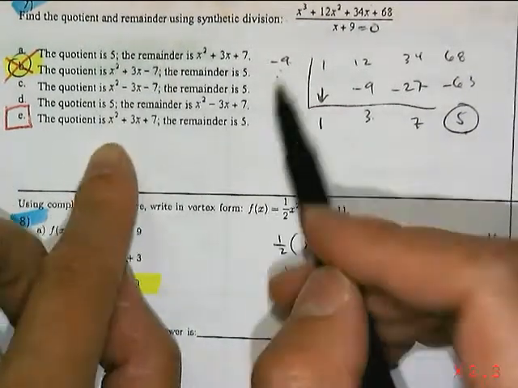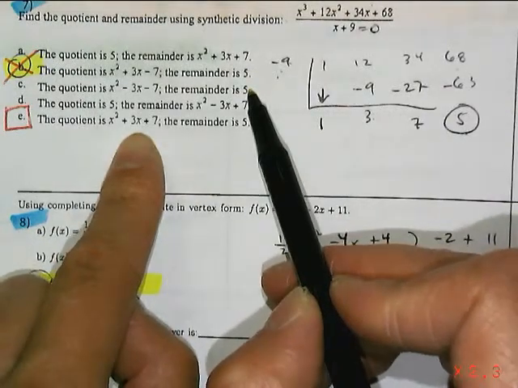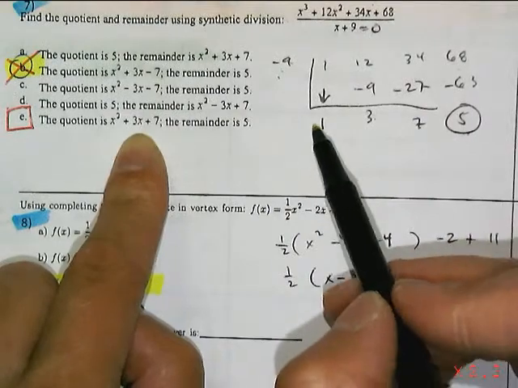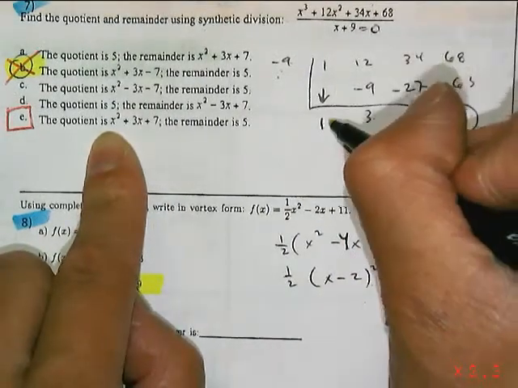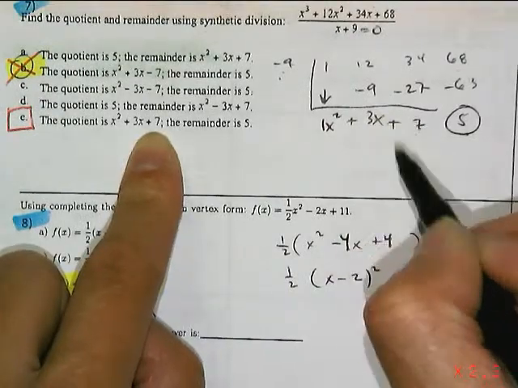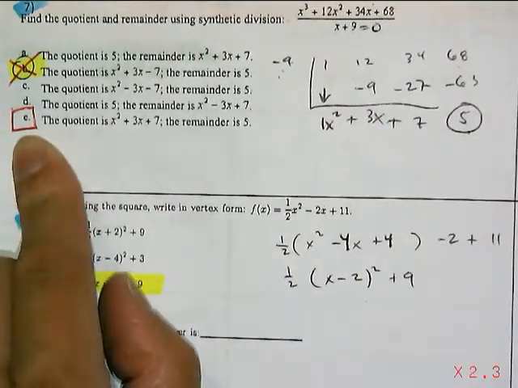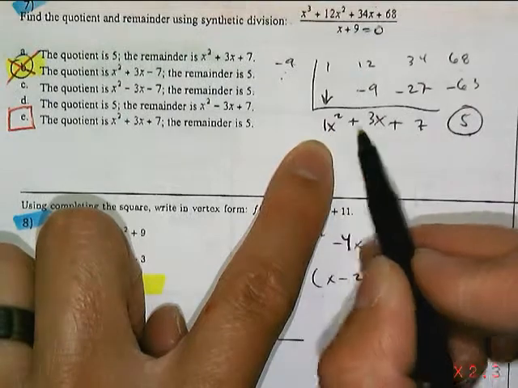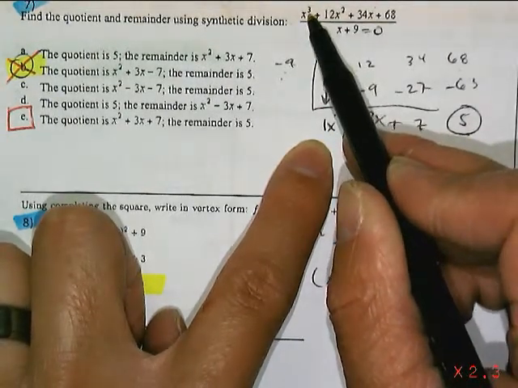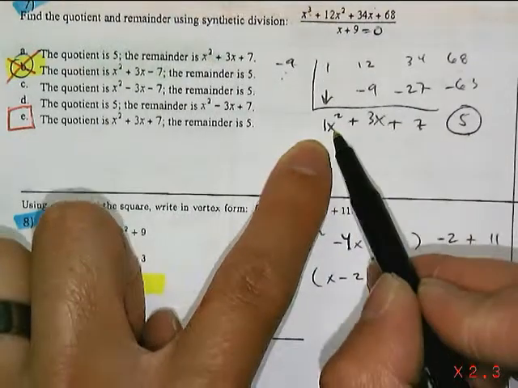So several of them had remainders of 5, choices B, C, and E, but only one of them had a positive 1x squared plus 3x plus 7. That would be choice E. Remember, the coefficients that you have left over are the same power that you started with, but 1 less than that. So 1 less than x to the third is x to the second.